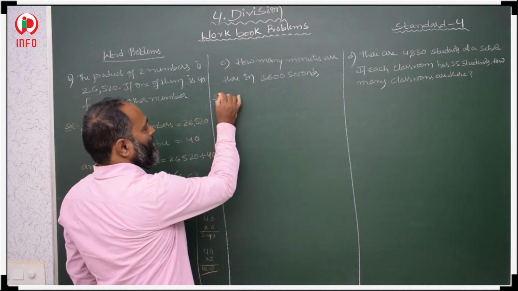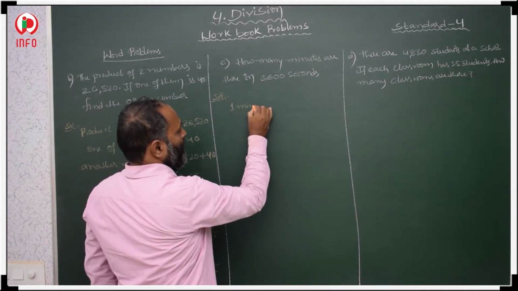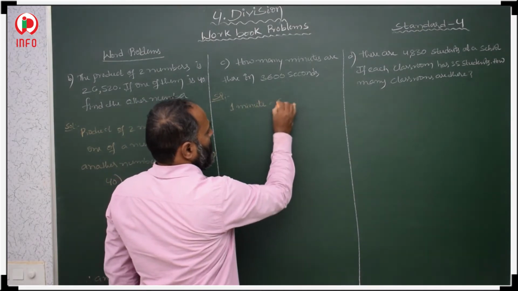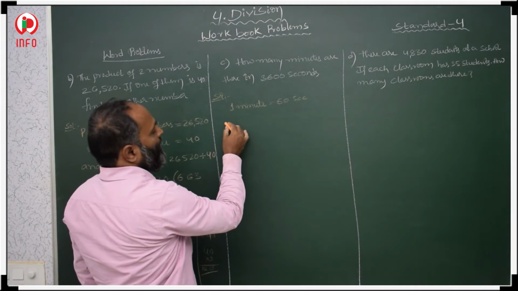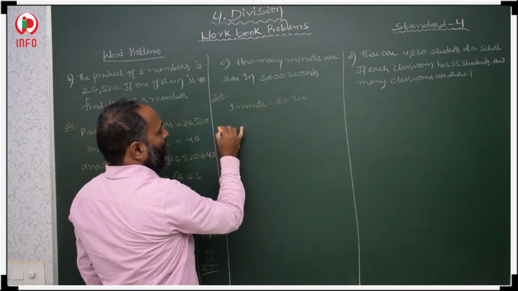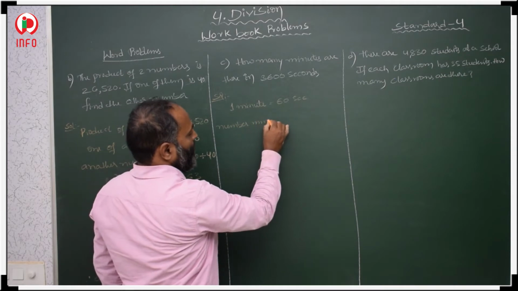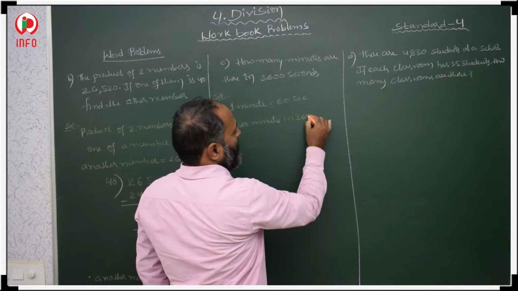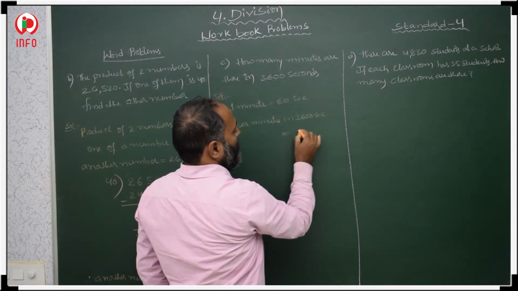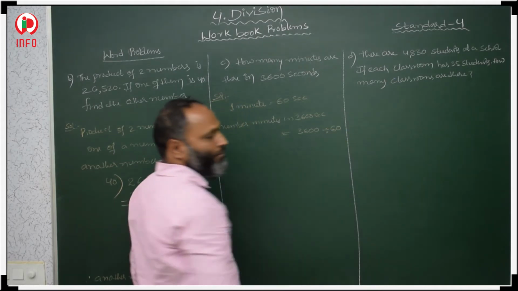First, 1 minute is equal to 60 seconds. Then the total number of minutes in 3,600 seconds is equal to 3,600 divided by 60.